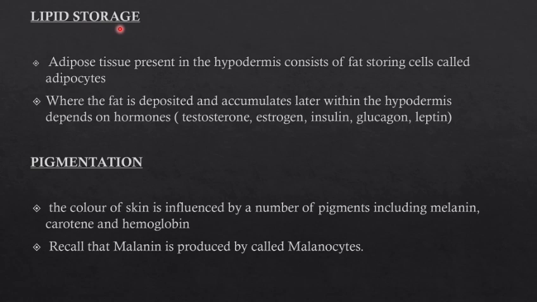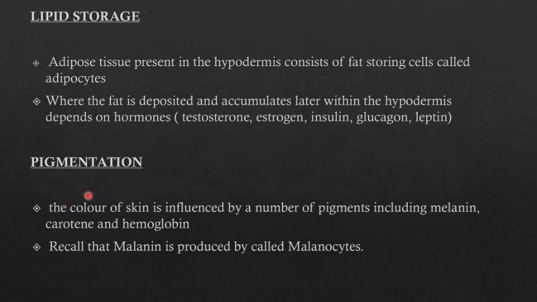In the hypodermis, there is lipid storage. Lipid tissue is also called adipose tissue, which consists of lipids, meaning fat tissue. The hypodermis consists of fat storing cells called adipocytes, where fat is deposited and accumulates later. This depends on hormones like testosterone, estrogen, insulin, glucagon, leptin, progesterone. So many hormones are there. These are some of the hormones mentioned in this slide. If you want, you can mention more.